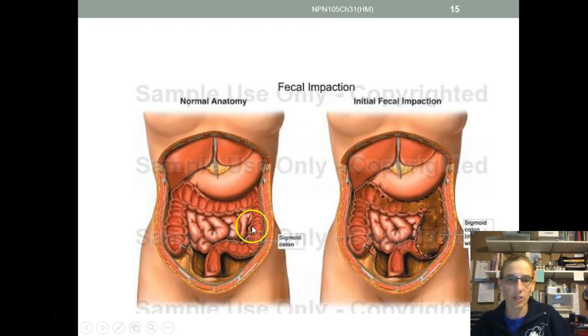All right, so here's a picture of fecal impaction. Here's your normal anatomy, and here is your initial fecal impaction right here. The sigmoid colon is impacted with stool, and we have stool still coming down the system, and this could still leak around the impaction. We could still have a bowel movement. Okay.